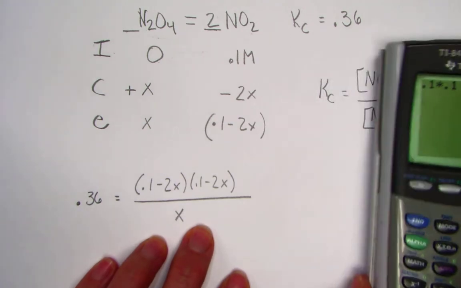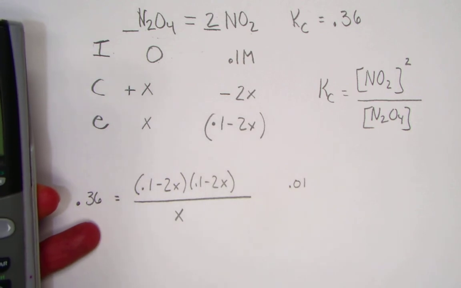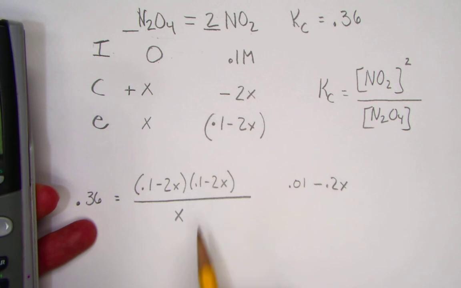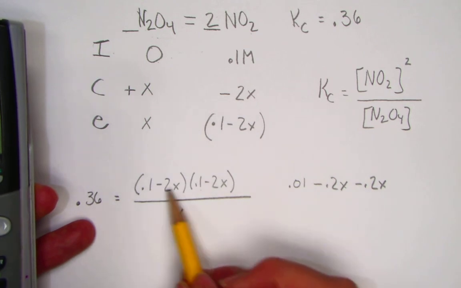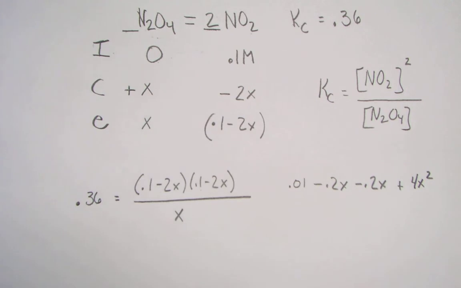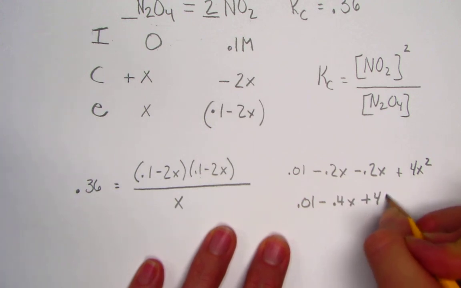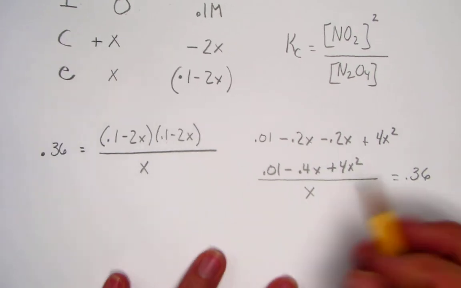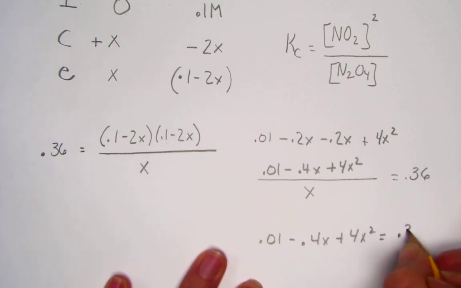0.1 times 0.1 is multiplying the first in our FOIL, 0.01. 0.1 times negative 2x is negative 0.2x. Then negative 0.2x again for the other cross term. Negative 2x times negative 2x is positive 4x squared, foiling the top. Now certainly we can combine the like terms in the middle: 0.01 minus 0.4x plus 4x squared set over x is equal to 0.36. Simplify a little further: 0.01 minus 0.4x plus 4x squared is equal to 0.36x.